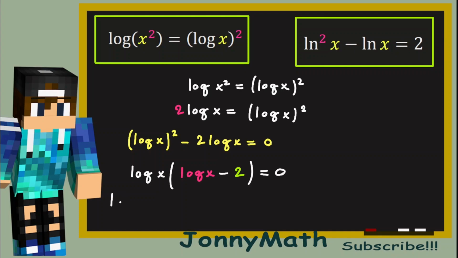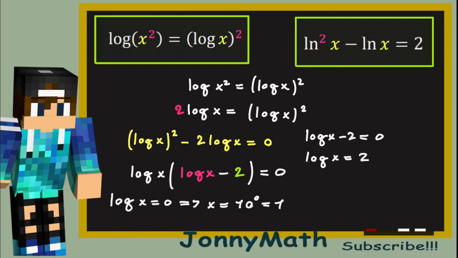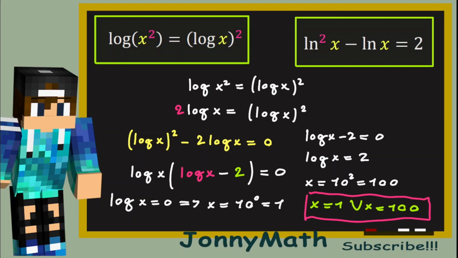So let's start with the first one. Log of x equals 0 when x equals 10 to the 0 power, so when x equals 1, while log of x minus 2 equals 0 when log of x equals 2, so x equals 10 squared, that equals 100. Now we have our two solutions, and those are x equals 1 or x equals 100. And we have solved the first equation.